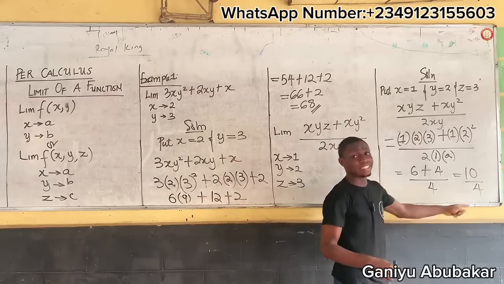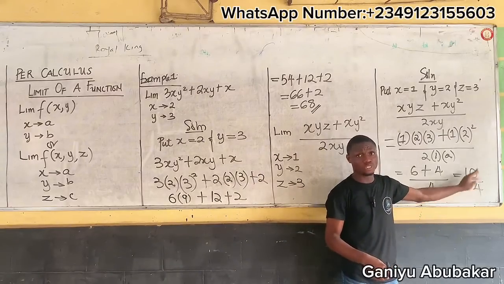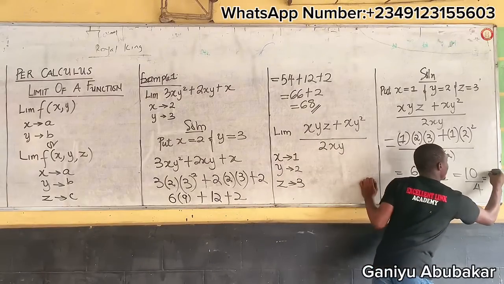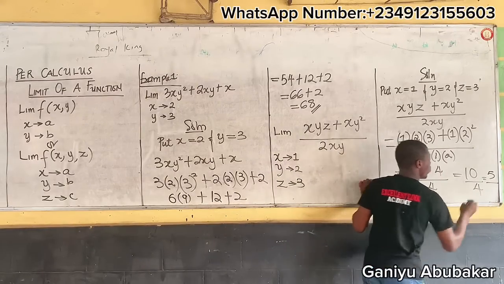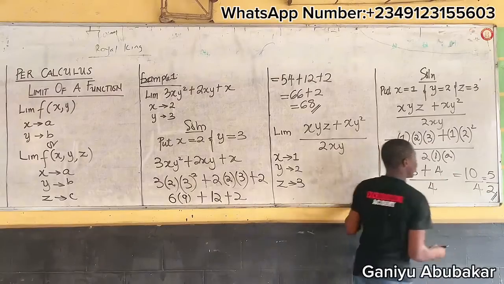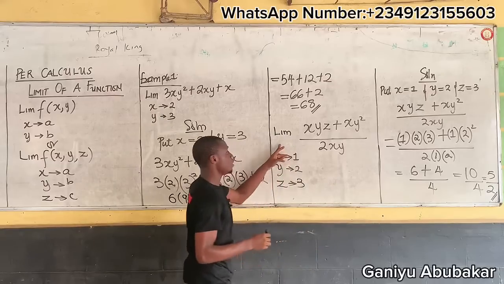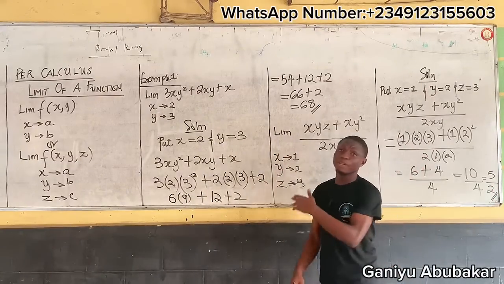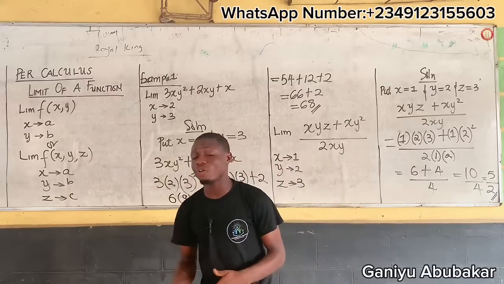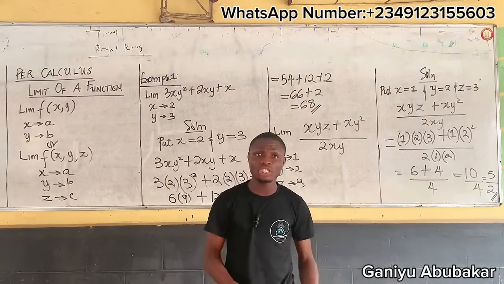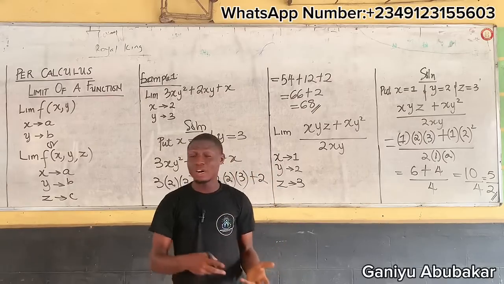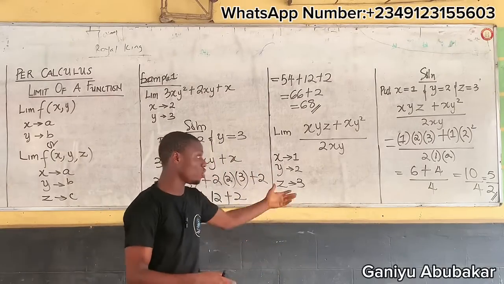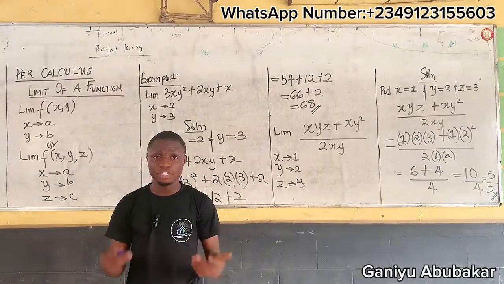I can't leave my answer like that, although it's correct, I have to break it down. So we know 2 in 10 is 5, and 2 in 4 is 2. So my answer on evaluating this problem becomes 5 over 2. This is how to solve problems under the limit of a function of several variables such as x, y, z. So this is how to solve problems of this nature.